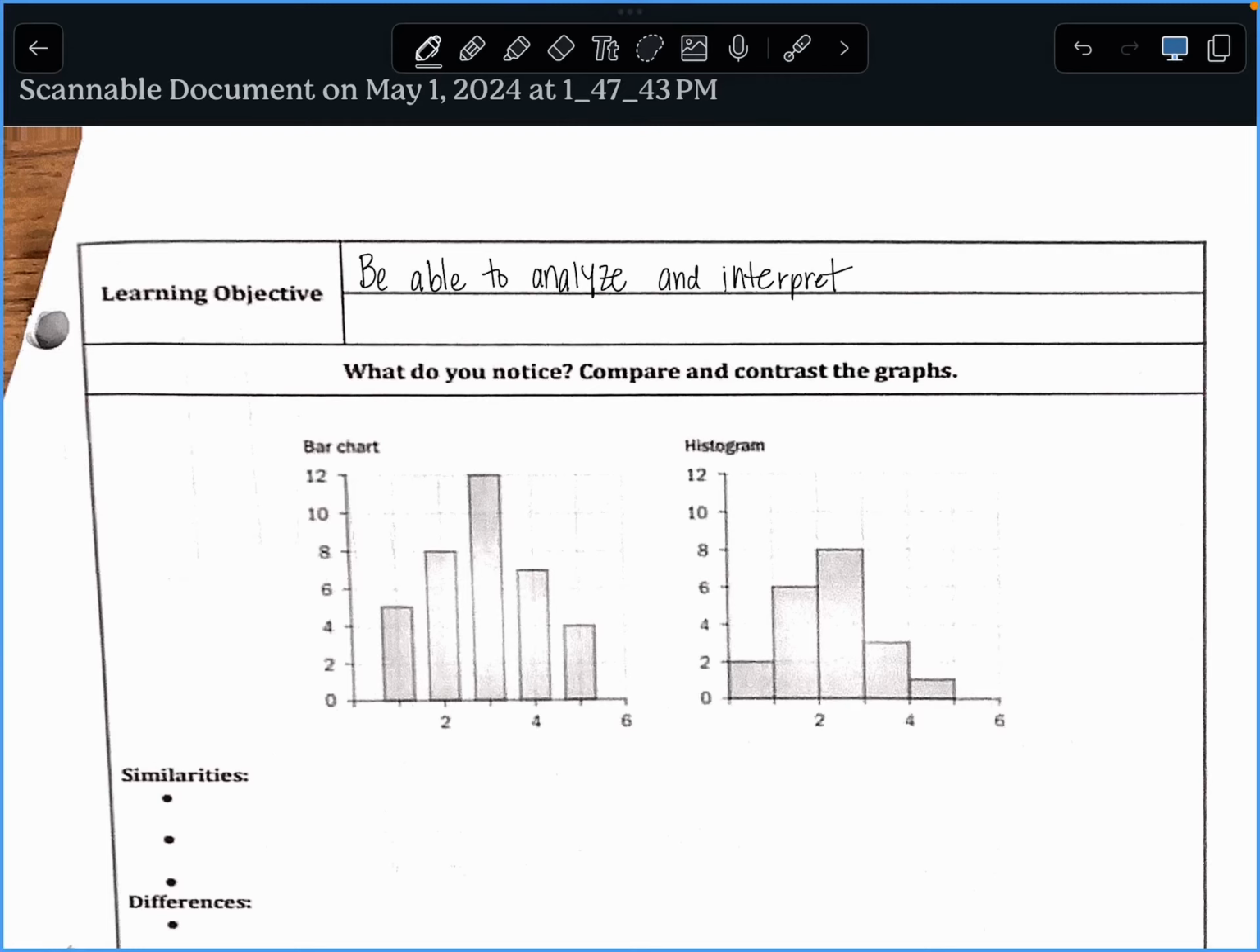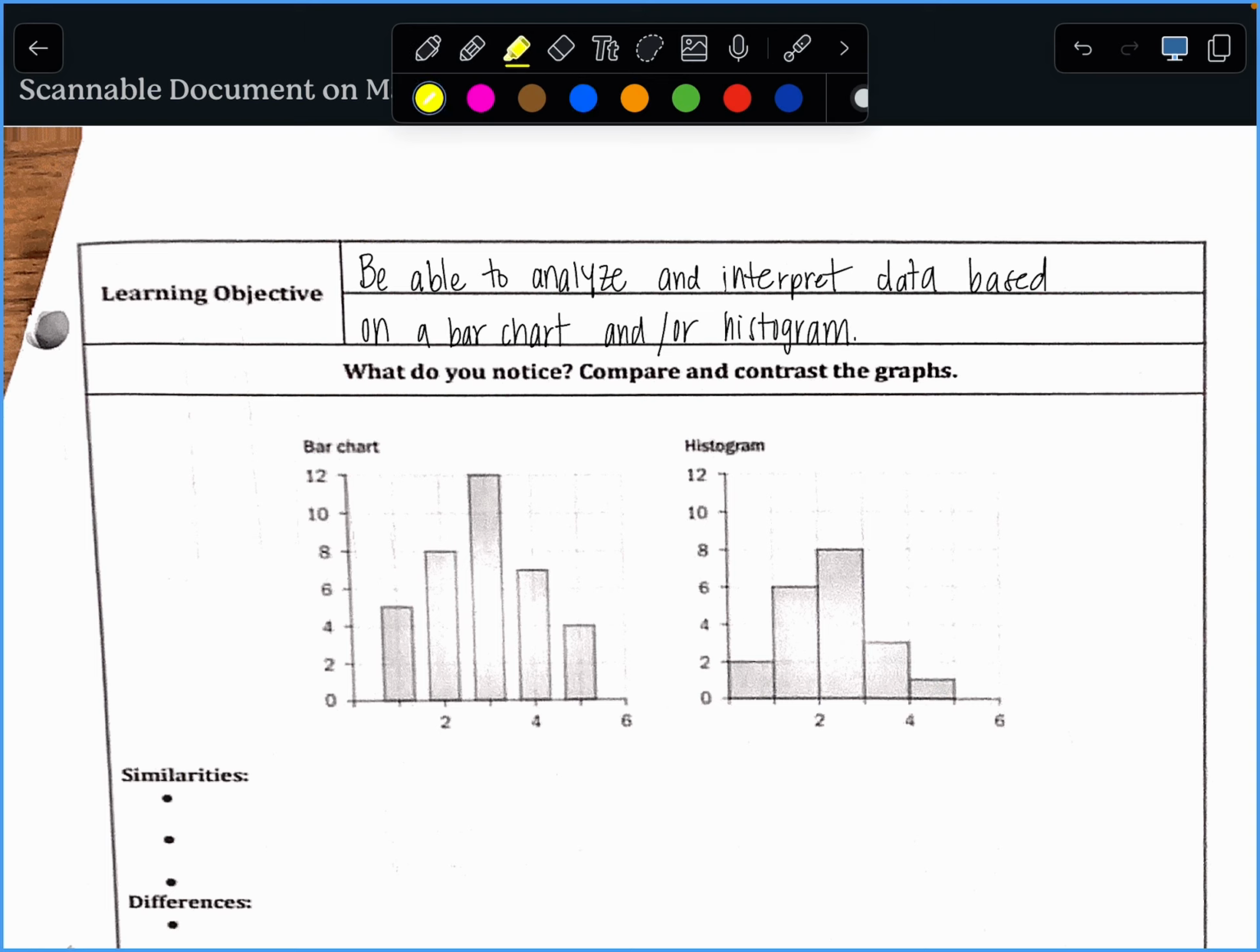Interpret just means to explain what you see, right? So, interpret data based on a bar chart and or histogram. So those are the two key words. I will be able to analyze and interpret data based on a bar chart and or histogram.